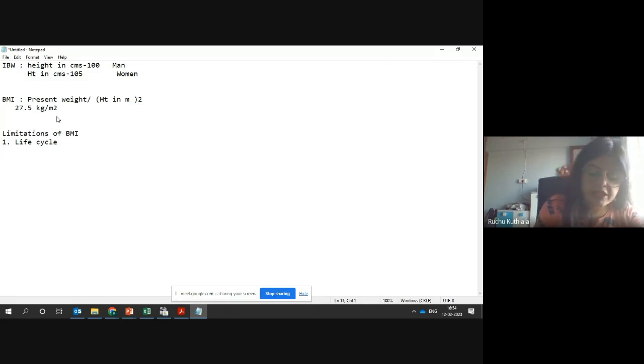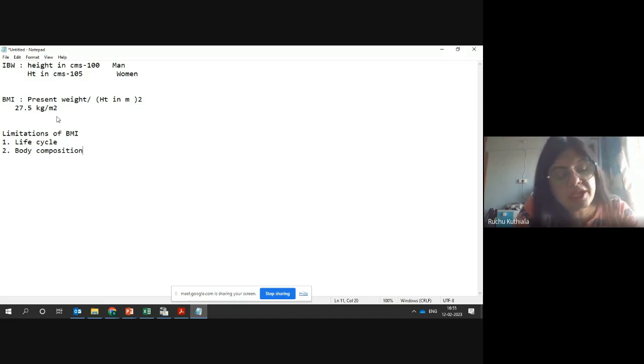Second thing, which is a limitation in BMI, is it doesn't cover the body composition. If there are two individuals who are weighing 60 kgs, are we sure that the 60 kg means the same type of muscle mass, same amount of fat tissue? The answer would definitely be no. So this is another limitation of the BMI, that it does not talk about the body composition. It just takes a numeral that is weight. It doesn't take the composition of the body, how that weight is built up.